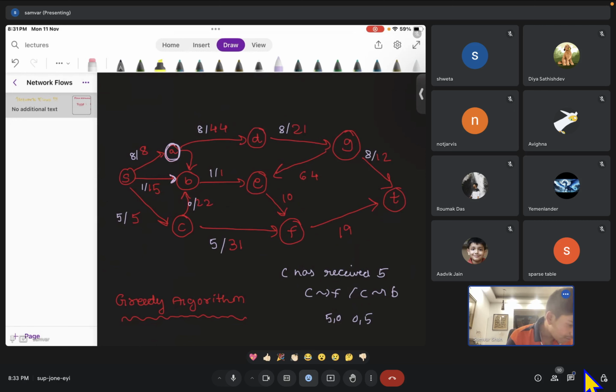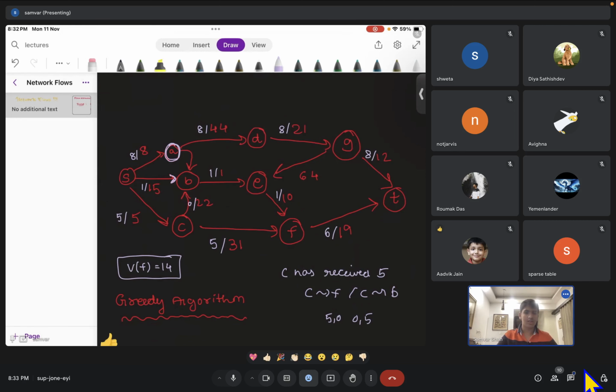Now, what F sees is that I have 5, and the one which E got, E had to give it to someone. E has to give it to F. So E goes here. So F has now received 6, so it has to give 6 to T. So we see that VF in this graph is 14. Right? Does that make sense?